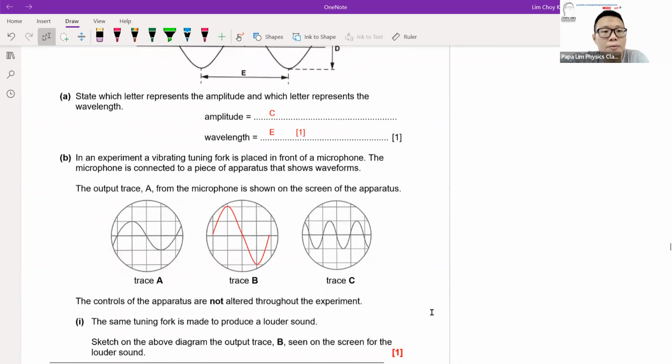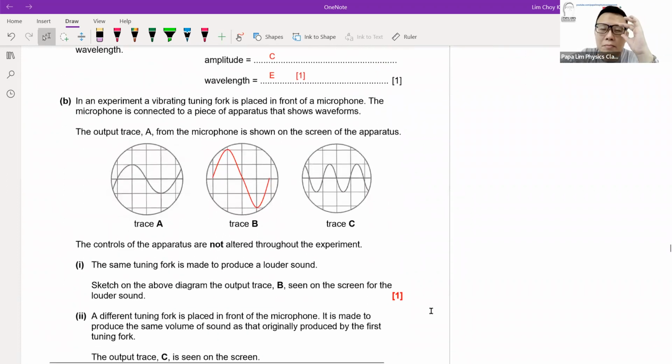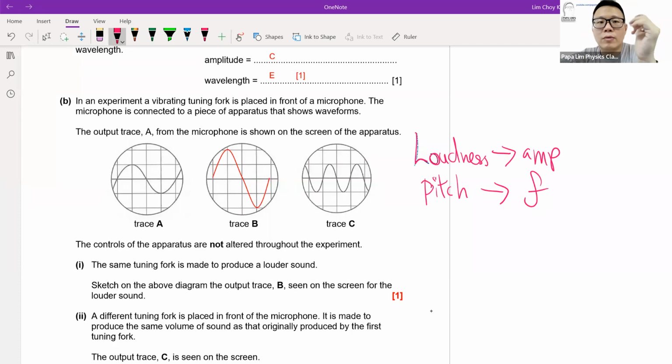Now, part B is the one that students have to be careful with. When we look at this type of shapes, it actually refers to what we call the pitch and loudness. Remember, loudness of the object refers to amplitude. Pitch of the object refers to frequency of the waves. So these are the things that you need to take note of for small components of the waves.